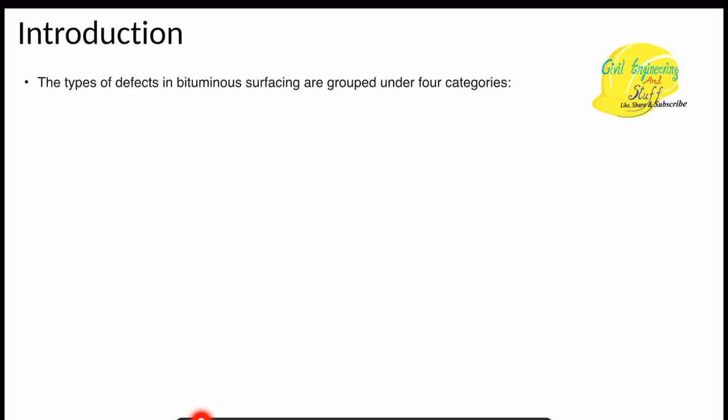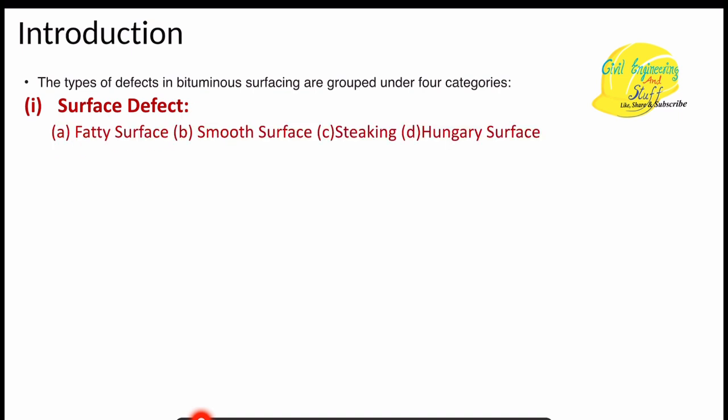So in part 1 we have discussed the surface defects of the flexible pavement, and there we have discussed in detail the fatty surface, smooth surface defect, stripping defect and hungry surface defect. Now, if you haven't watched that video, you can watch it after watching this video. Both videos are independent, but cover the overall topic of the different distress that can happen in the flexible pavements.